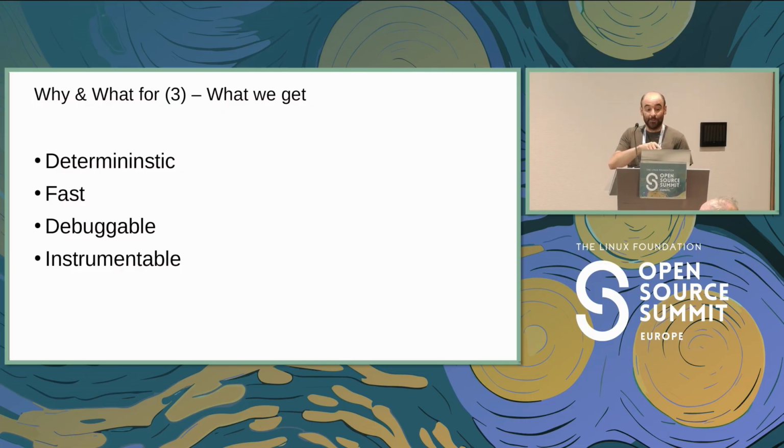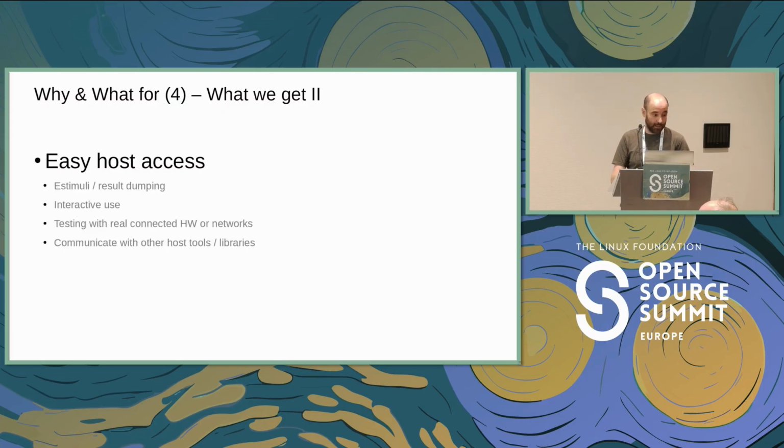Anyway, what we would like is our code to be deterministic wherever possible. If we run the same test twice, we want to get the same results again and again, so if we reproduce a bug, we reproduce it all the time. We would like to run it fast. We would like to be able to debug it, as I said, and we would like to instrument it, meaning with the address sanitizer, with the undefined behavior sanitizer, with Valgrind, or any of the multiple tools that we have out there.